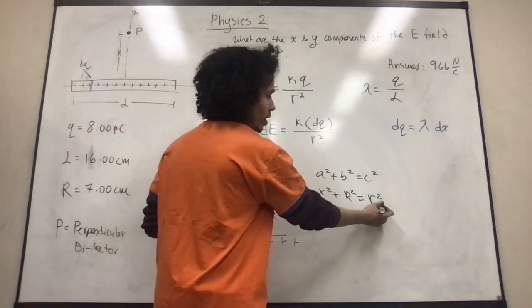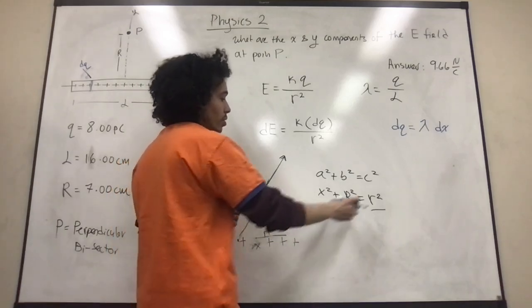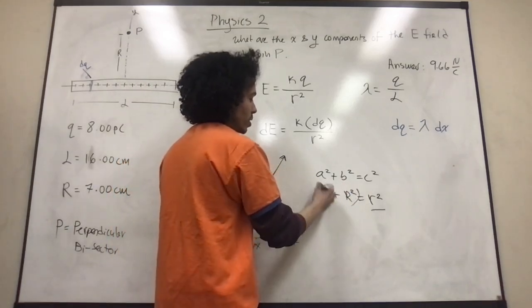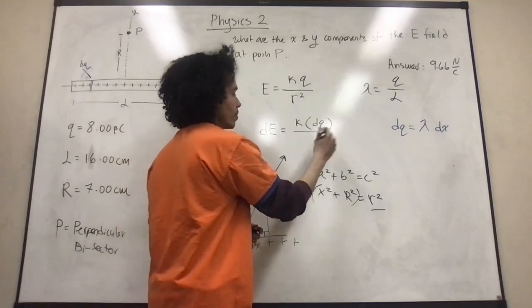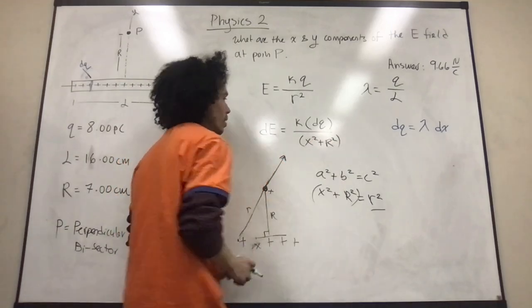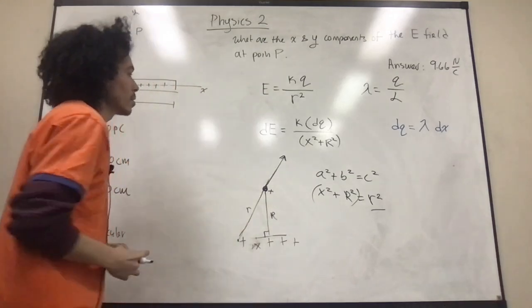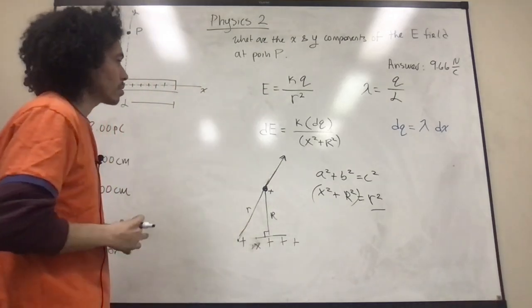So literally we end up with r squared. So we don't even have to do any algebra here. We can just substitute this expression into there: x squared plus r squared. All right. That takes care of this side of the equation.